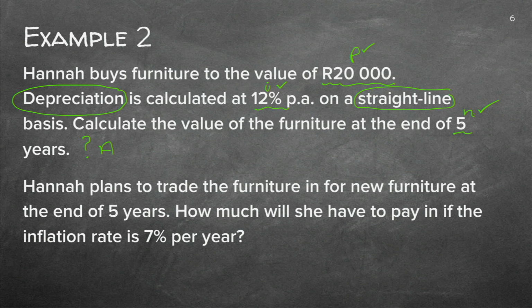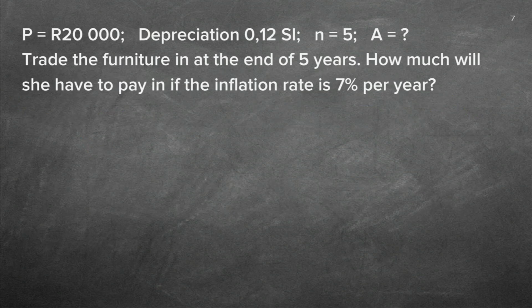Let's just do one part of this problem first. Depreciation. So now I need the minus formula. 1 minus IN. How do I know it's IN and not to the power of? Because it's simple interest. So I start filling in my values. 20,000. 1 minus very high interest rate times 5 years. And I'm slotting all of that on my calculator.